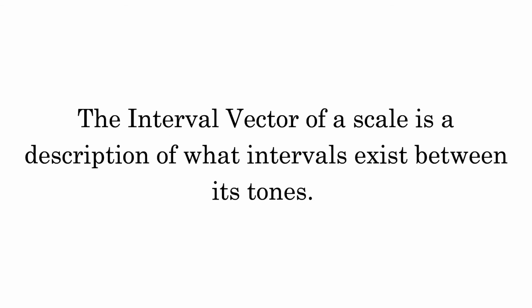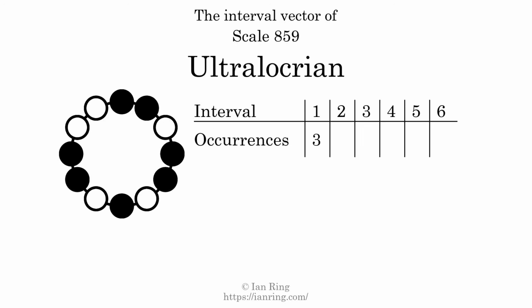The interval vector of a scale is a description of what intervals exist between its tones. There are 3 intervals with the size of 1 semitone. They are here, here, and here. There are 3 intervals with the size of 2 semitones. They are here, here, and here. There are 5 intervals with the size of 3 semitones. They are here, here, here, here, and here.